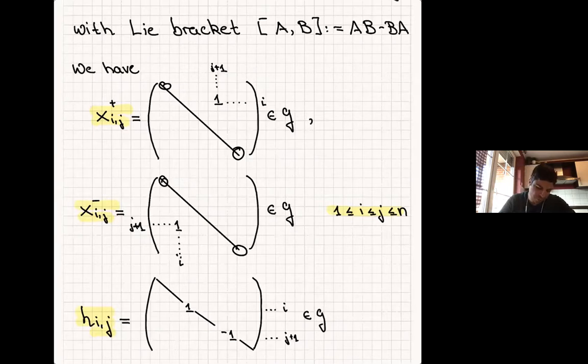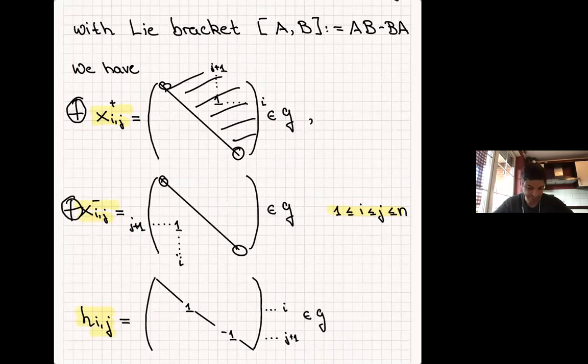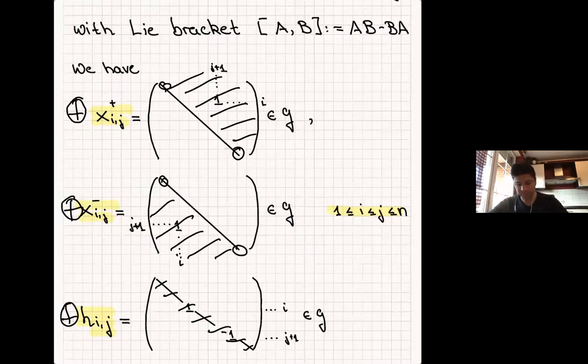What you should see from here is that if you take the direct sum over all i and j of the X_{ij}^+, you end up with the upper triangular matrices. If you take the direct sum over all ij with the minuses, you end up with the lower triangular matrices. And if you take the direct sum over all the H_{ij}, you end up with the diagonal matrices in SL_{n+1}. So what I've written here is a basis of SL_{n+1} which is compatible with the triangular decomposition into upper, lower, and diagonal matrices.